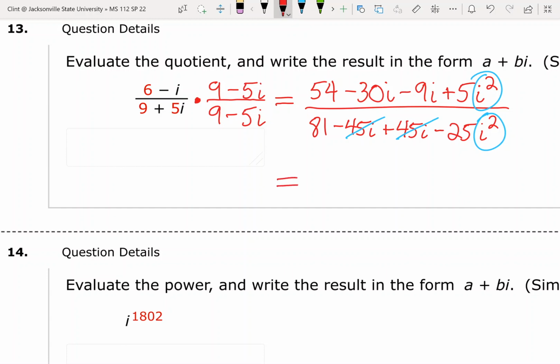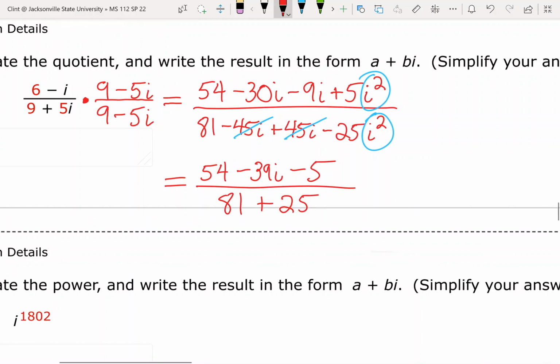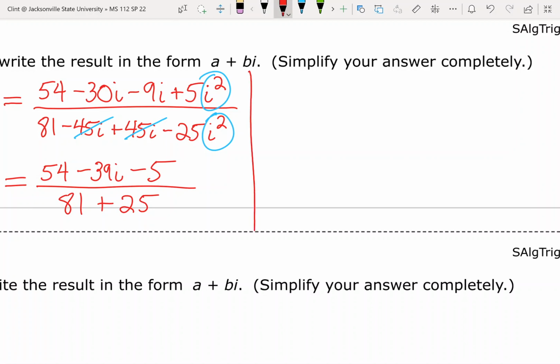So let's see, on the top, we have 54 minus 39i. And then when we do 5 times negative 1, that turns that into minus 5. On the bottom, we'll have 81 minus 25 times negative 1, so plus 25. What do we get there? 54 minus 5, 49 minus 39i, over 106.